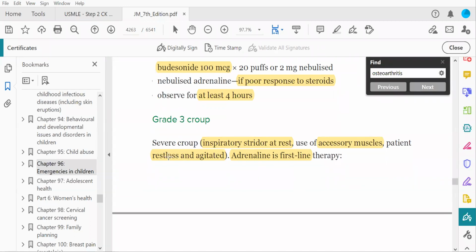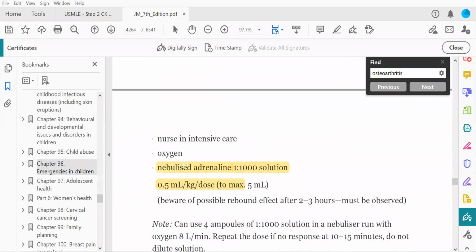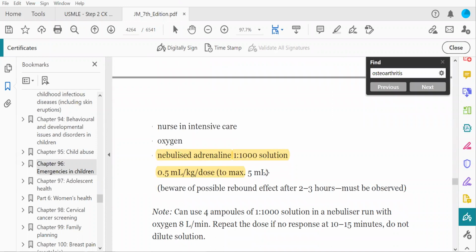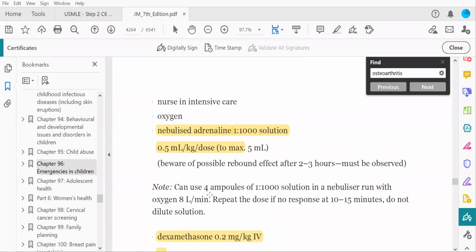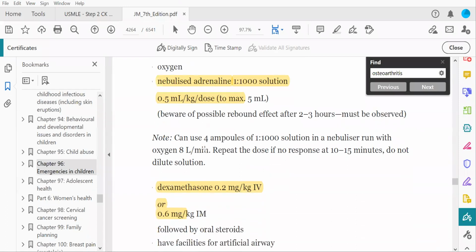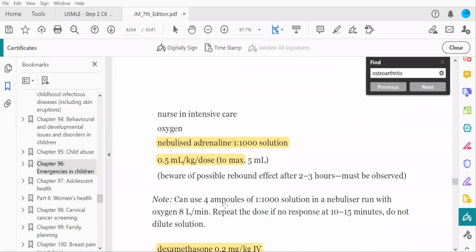Also, if the child is getting irritable, restless, and agitated, that also leads to severe croup. In those cases, adrenaline is the first line treatment. So we give nebulized adrenaline 1 in 1000 solution, 0.5 ml per kilo per dose. That's important. Sometimes they even ask you the dose of this nebulized adrenaline. With nebulized adrenaline, you can also give IV or IM dexamethasone.